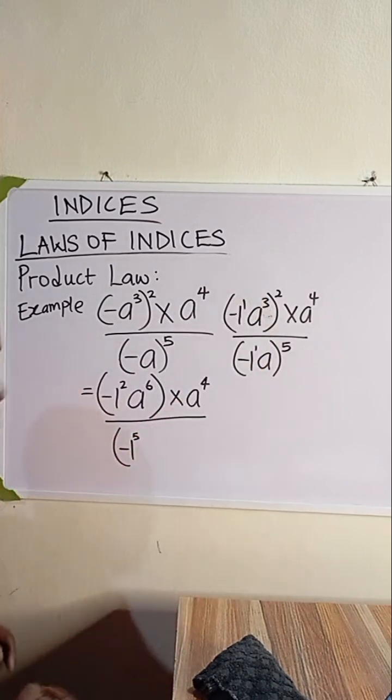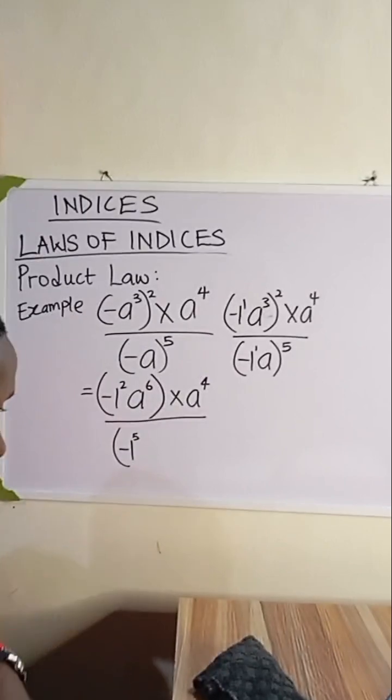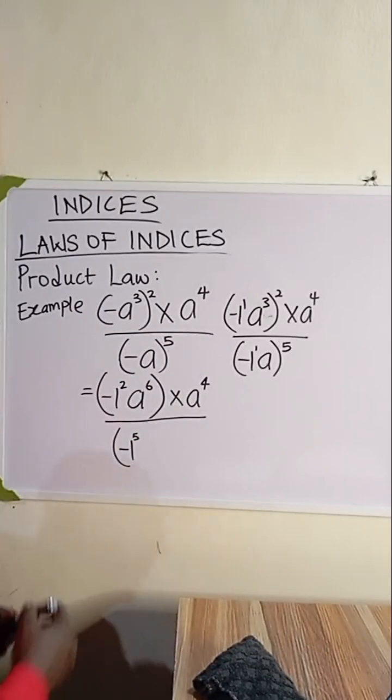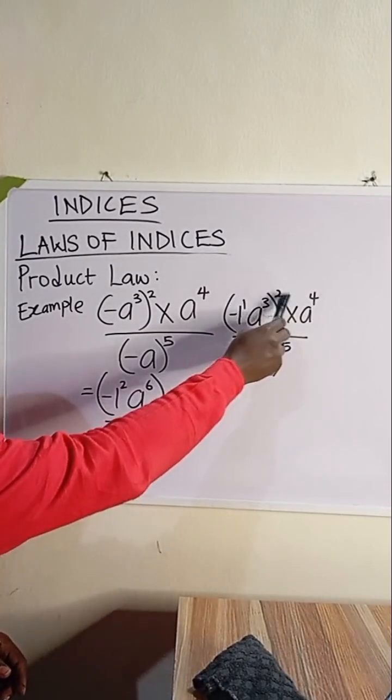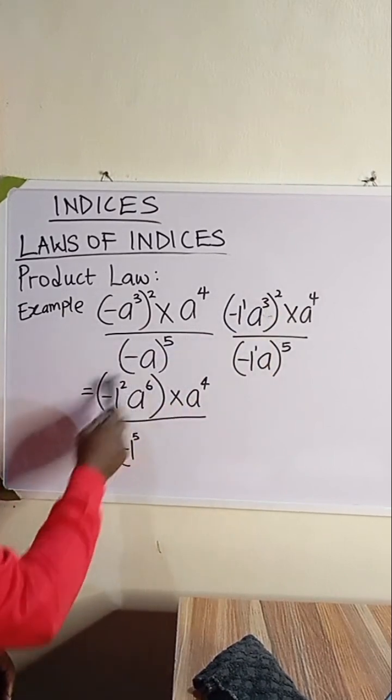So 1 times 2 gave us 2. 3 times 2 gave us 6. And that's how we got this. Then here 1 times 5 gave us 5. And a here also has an exponent, an invisible 1. So 1 times 5 will give us 5. So we have a to the power of 5.